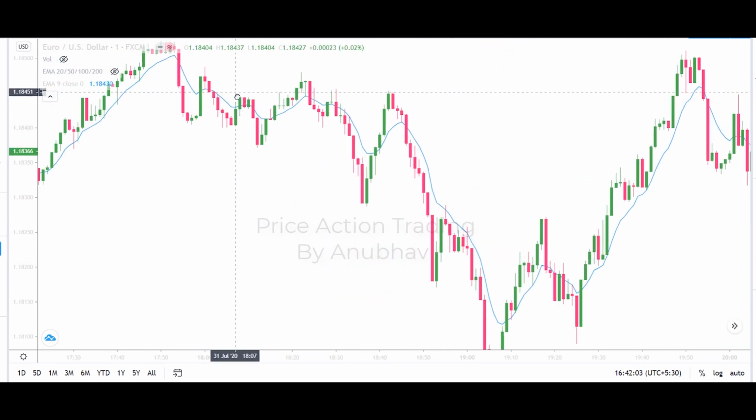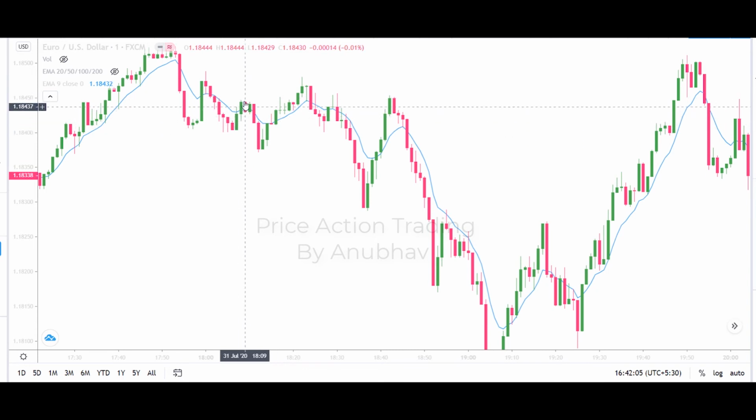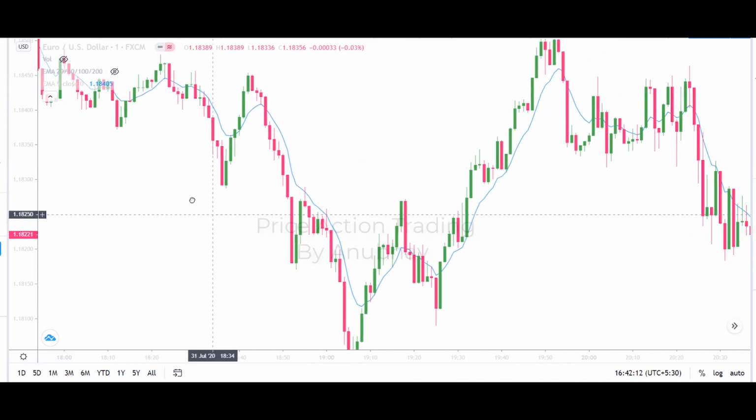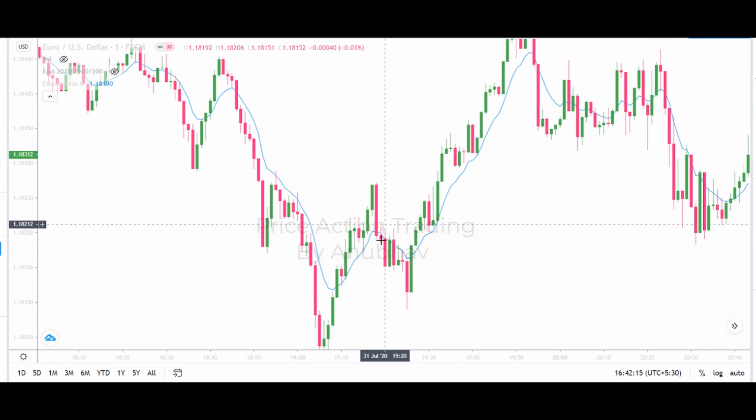Notice here how the candles are only crossing the moving averages. They are not going either up or down of the moving averages. So avoid these types of trades. Again, if we move further, avoid these four candles, these 4-5 candles. You should not trade these.